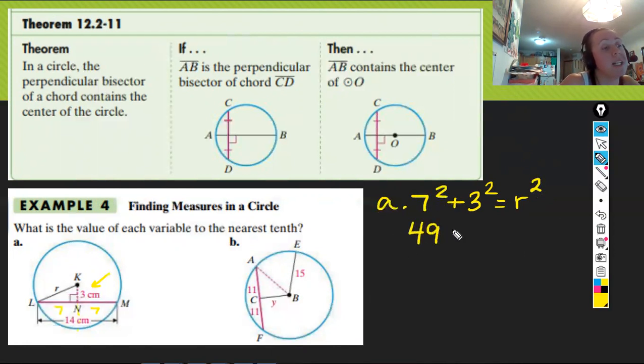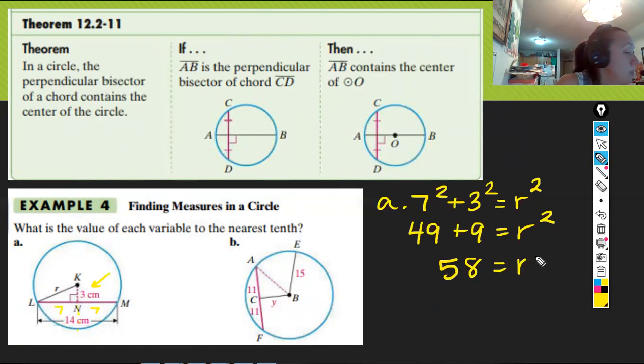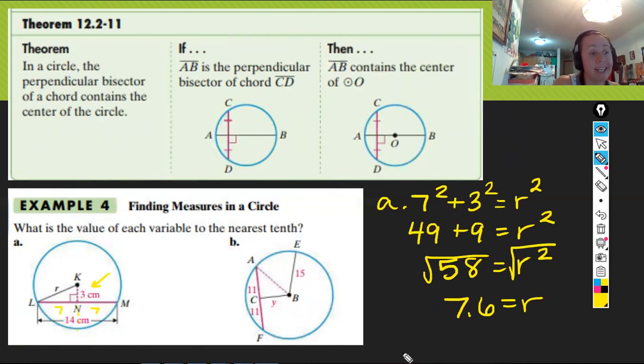So we've got 49 plus 9 equals the radius squared, or r squared, which is the radius. Beautiful. So 49 plus 9 gives us 58. And then we're going to take the square root of that. And that gives me, they want it to the nearest tenth, that gives me 7.6 is my radius. Yay!